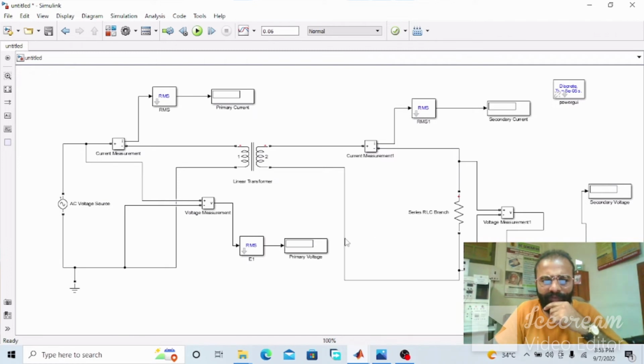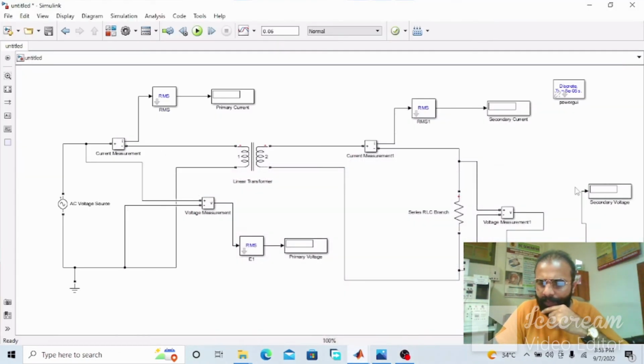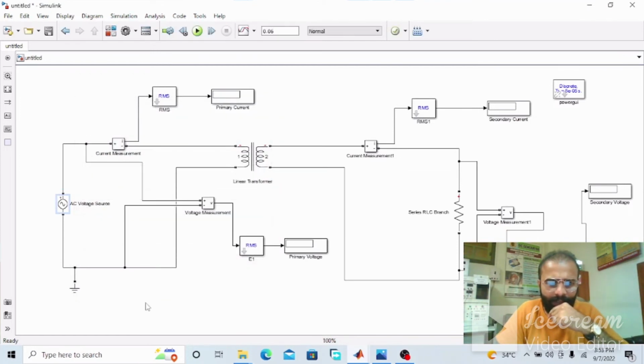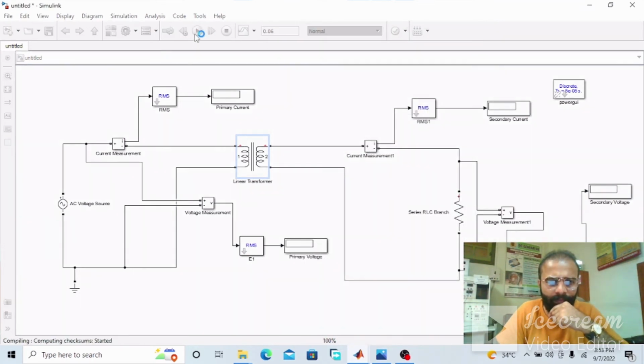Now the first condition is that the transformer is a step up, so observe the parameters. So this secondary voltage should be greater than the primary voltage. So now the primary voltage is less and secondary voltage is greater. Now simulate this.